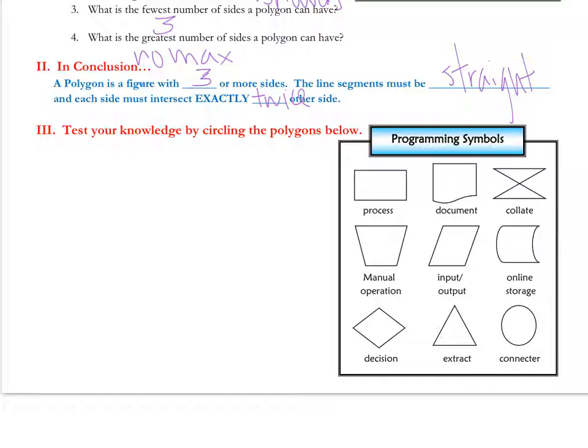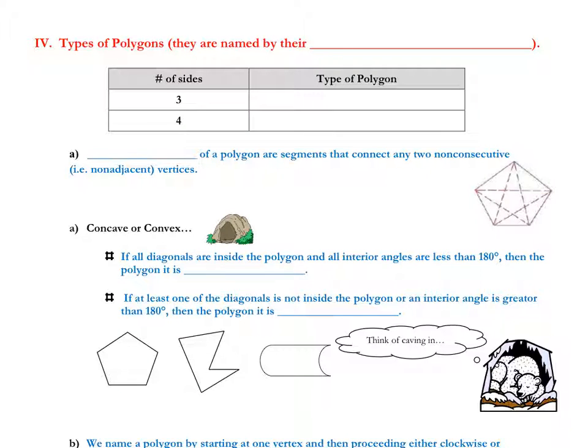Okay, so by now we should have paused it and done the problems. So we should have gotten process, manual operation, input, output, decision, and extract. So document, online storage, and connector all had a curved line, or curved segment, I mean, and the collate intersected at 3 times, 1, 2, and 3. All right, let's go to the next page.